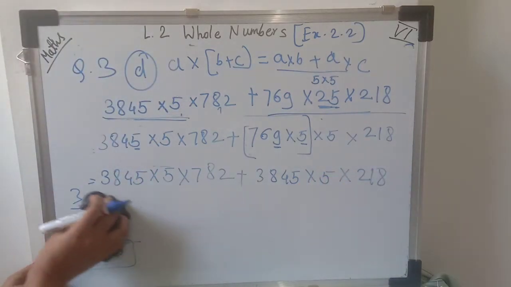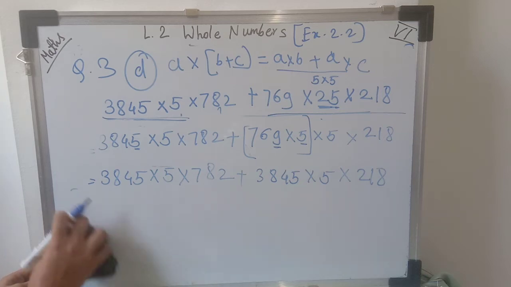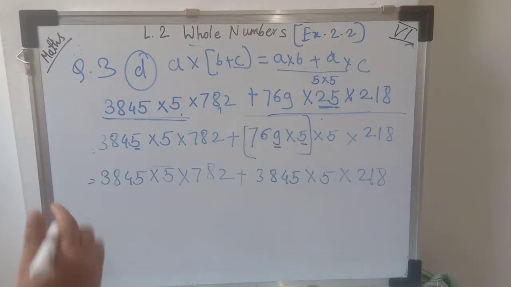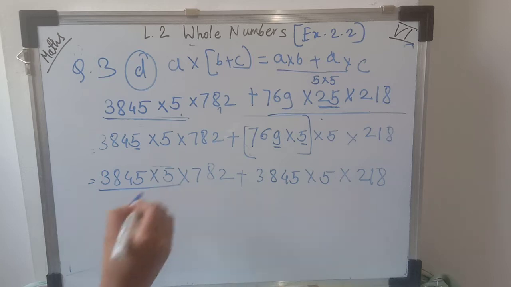Now students, we got the A, which is common over here. As we decided, 3845 multiplied by 5 will be our A.